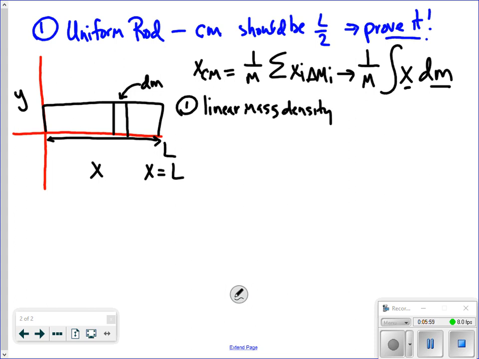All right, so linear mass density. I know you know what density is. It's mass over volume, but we're not going to deal with volume here. So we're going to look at mass over length. Because let's face it, as we change the length, we're changing the amount of mass that we're working with.